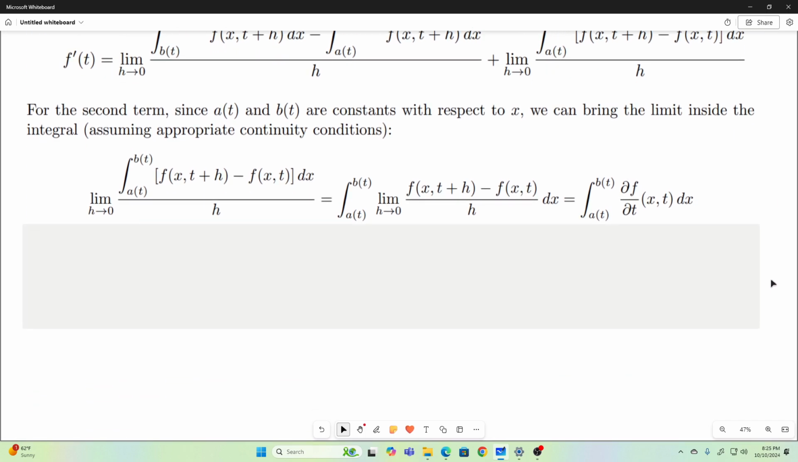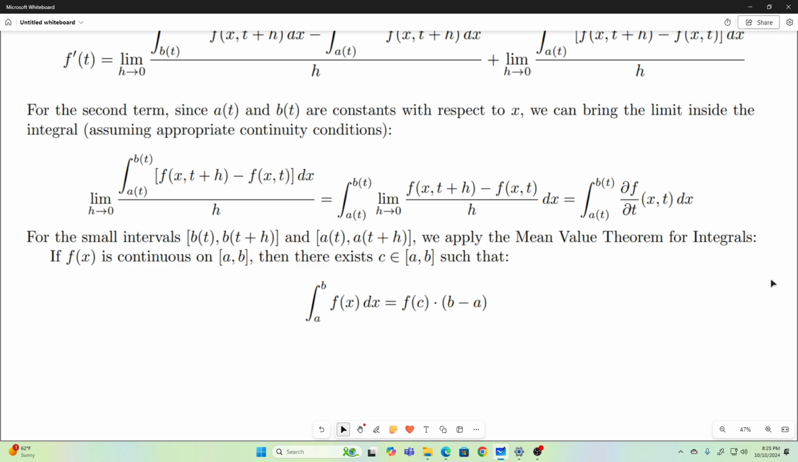Okay, so now the next part. All right, we're going to apply the mean value theorem for integrals, which states that if f of x is continuous on a closed interval a to b, then there exists some c on that interval such that the integral from a to b of f of x dx is equal to f of c times b minus a. That just means there's going to be some point where you can create a rectangle underneath that curve that's going to be equal to the integral that you're after.